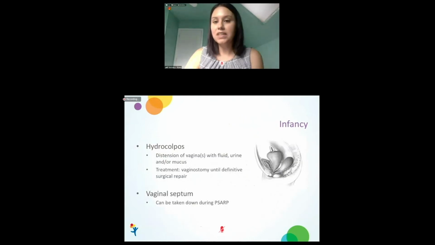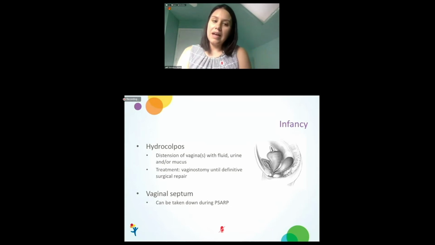So I'm going to talk specifically about some of the gynecologic concerns during infancy. The most significant gynecologic concern is hydrocolpos, which is distension of the vagina with fluid, urine, and or mucus. And the treatment is draining that fluid collection, usually with a vaginostomy, which is a tube that's inserted into the vagina to drain that fluid until the patient has definitive surgical repair.